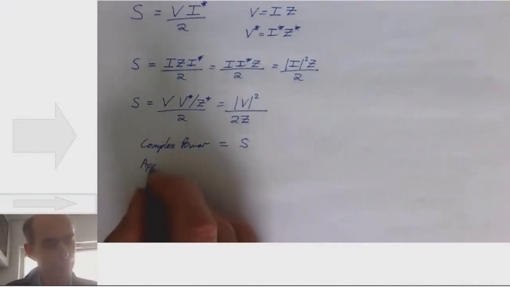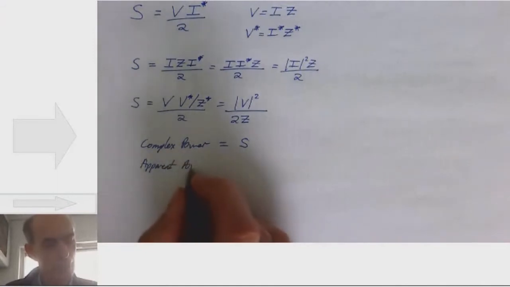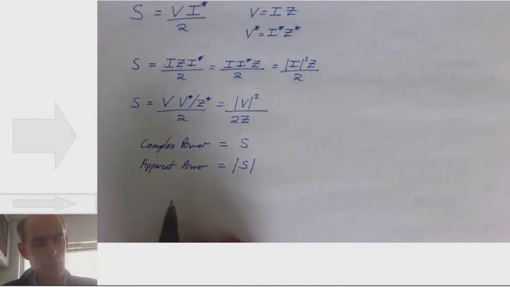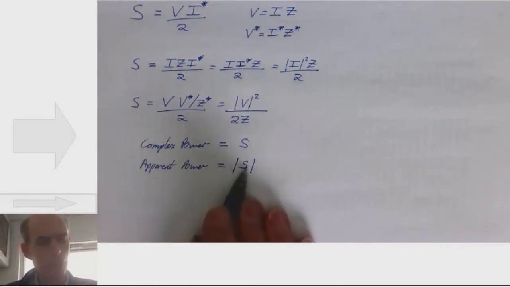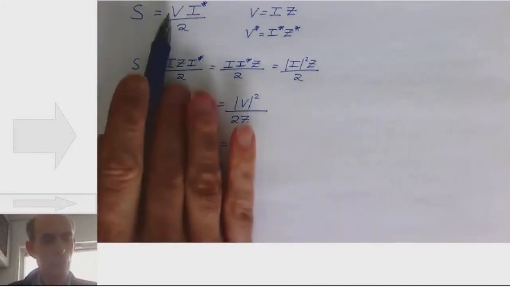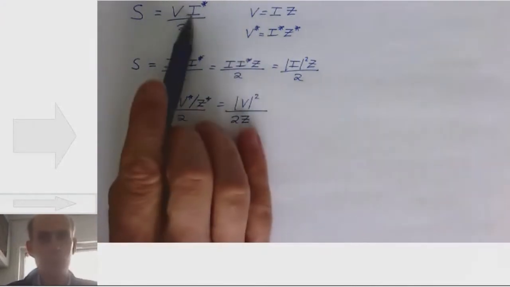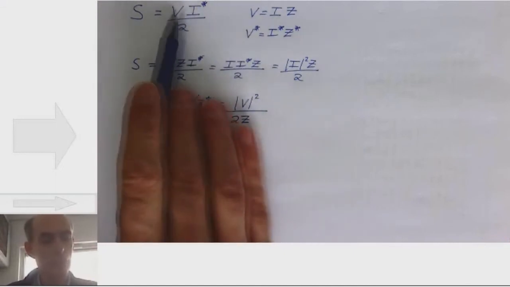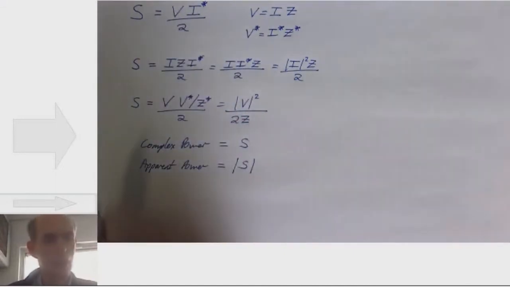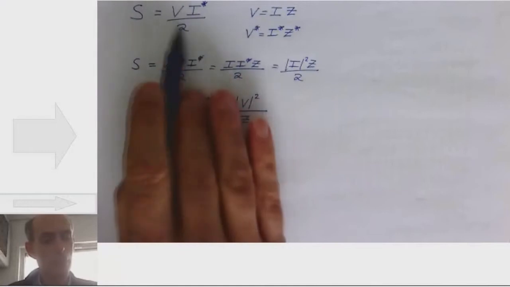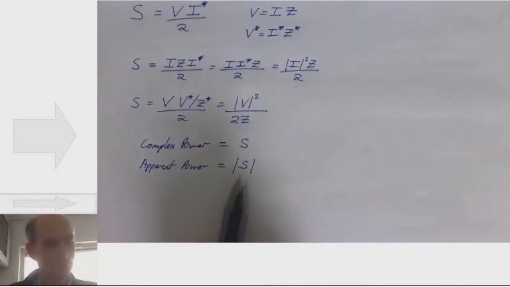The apparent power is the magnitude of S. It's called apparent power because it's what you would get if you just measured the voltage across a component with an AC voltmeter and then measured the current through the component with an AC ammeter, multiplied the two readings together and divided by 2. You wouldn't measure the phase when you did that, you'd just take the amplitudes of the two, multiply them together, divide by 2, and you'd get that.